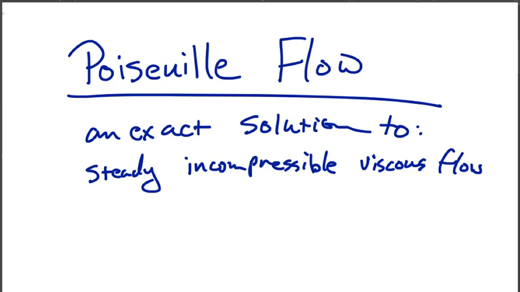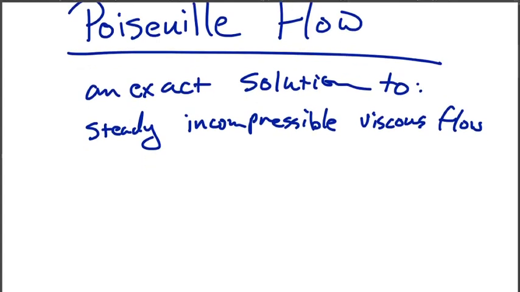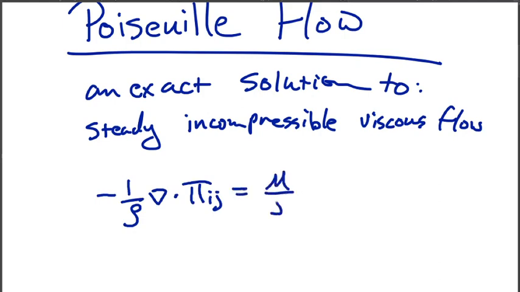As we've seen previously, our viscous stress tensor for incompressible flow with a constant diffusion coefficient takes this sort of form: 1 over rho divergence of pi ij. This is equal to mu over rho times the Laplacian of our velocity, which is also equal to the kinematic coefficient of viscosity times the Laplacian of our velocity.